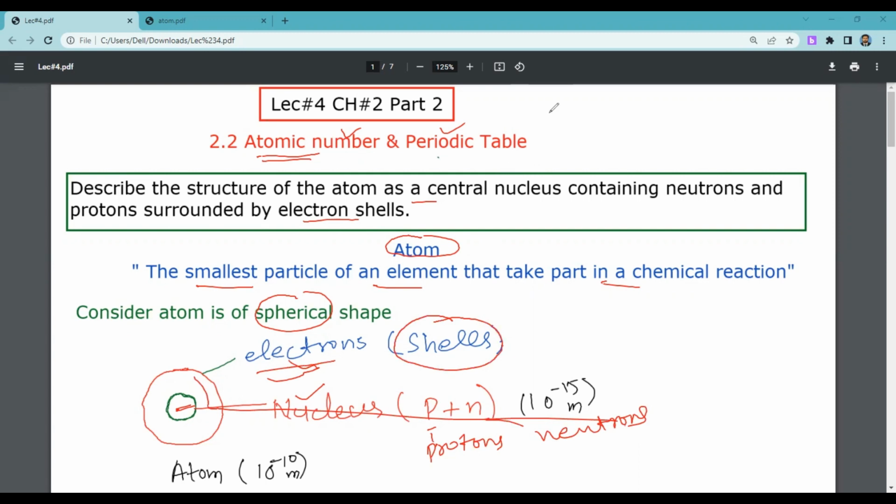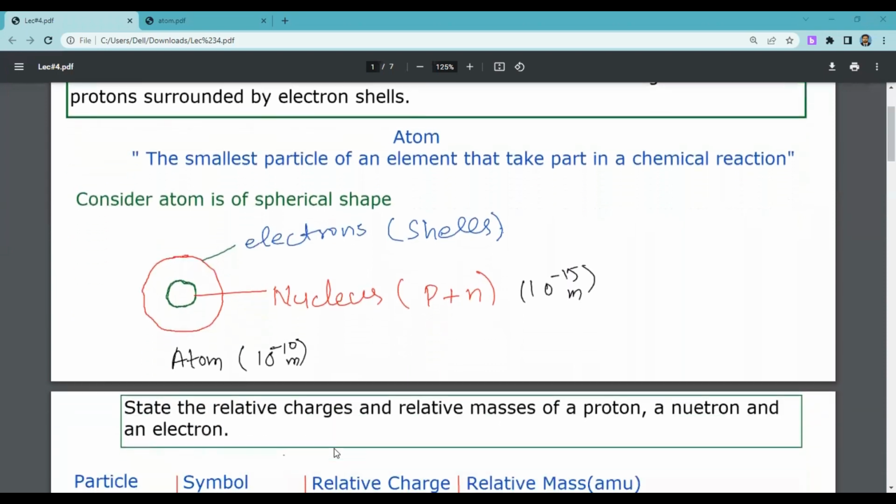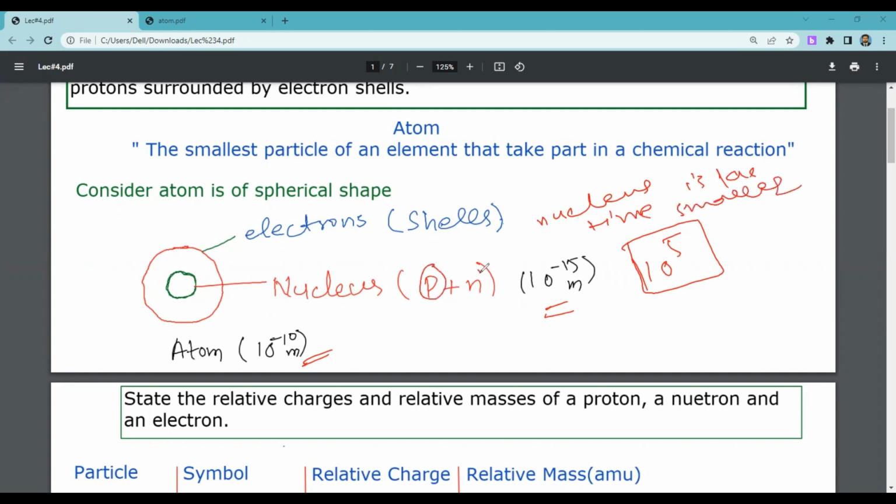The size of the nucleus is very small as compared to the size of the atom. As we can see, the diameter of an atom is 10 to the power minus 10, while the diameter of the nucleus is 10 to the power minus 15. If we divide these two, we get a factor of 10^5. It means that an atom is 1 lakh times larger than the nucleus. A nucleus is 1 lakh times smaller than an atom. Here two particles, neutrons and protons, are present.